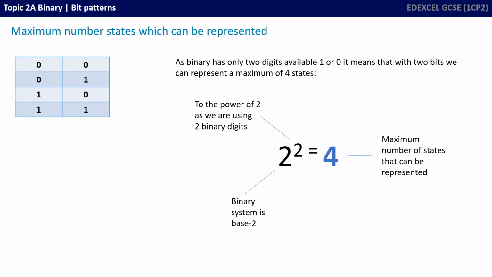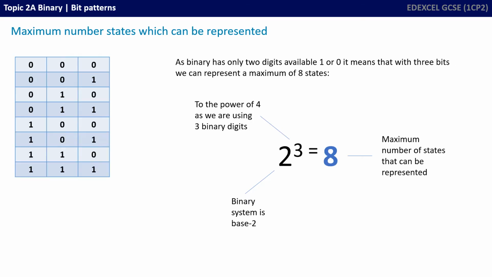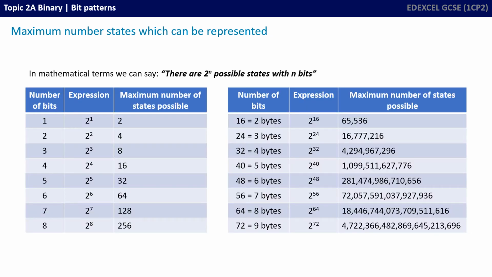If we increase this to 2 bits, we now can represent a maximum of 4 states, as shown here. When using 3 bits, we can represent a maximum of 8 different states. You can see that each time we add a bit, we're effectively doubling the maximum number of possible states. In mathematical terms, we can say there are 2 to the power of n possible states with n bits.